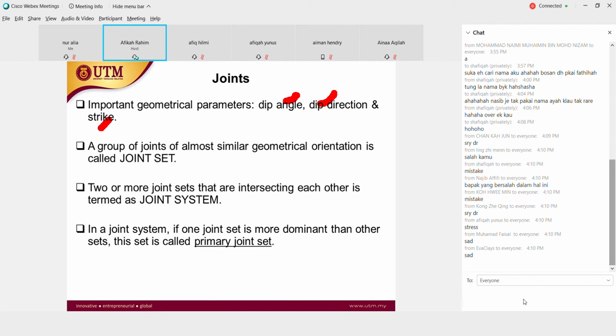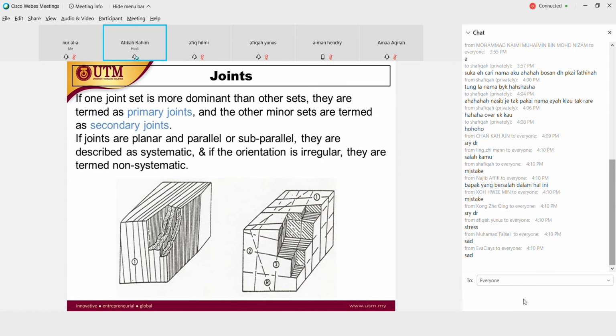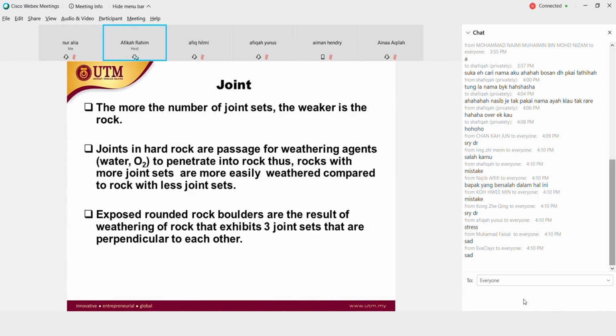Two or more joint sets that intersect each other are termed a joint system. In a joint system, if one joint set is more dominant than the other sets, it is called the primary joint set. This is an example of primary and secondary joint sets. This is an example of joints, and this is the explanation of the joint.